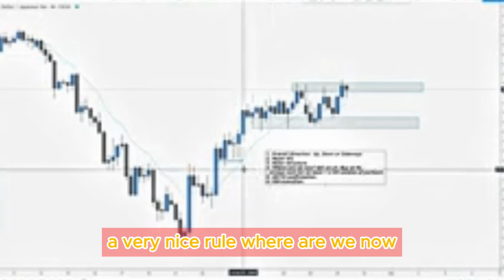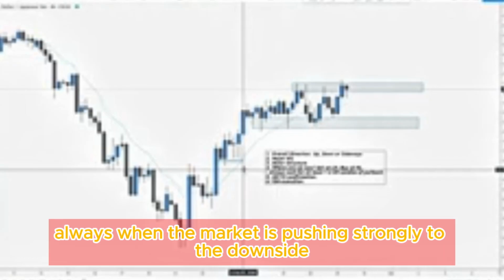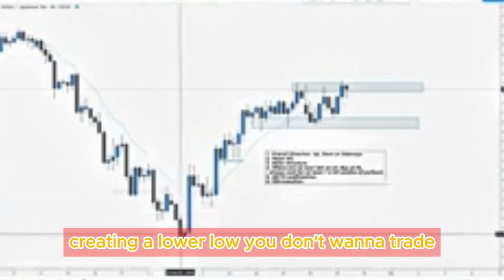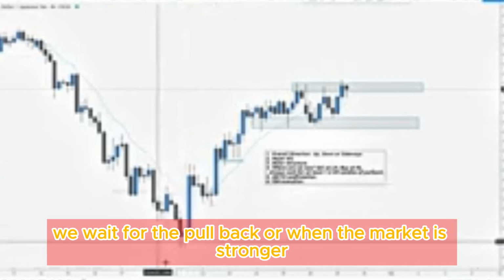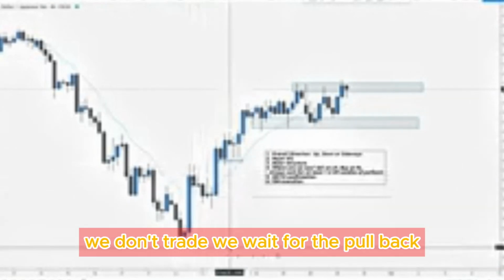And then again, a very nice rule. Where are we now? Where is the price? Is it at a lower high or a higher low? Because you want to sell at a lower high or buy at a higher low always. When the market is pushing strongly to the downside, creating a lower low, you don't want to trade. We wait for the pullback. Or when the market is strongly pushing to the upside, creating a higher high, we don't trade. We wait for the pullback.